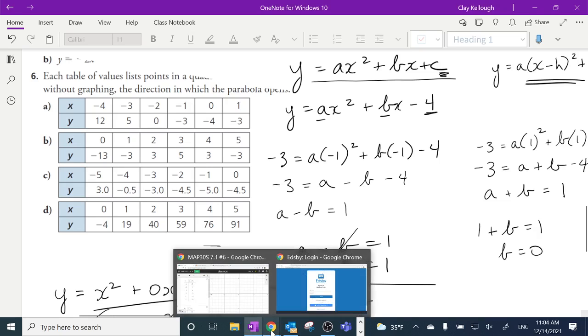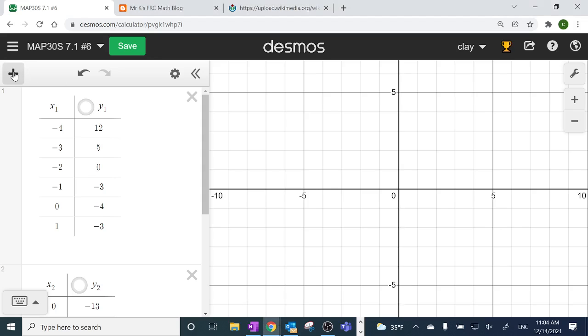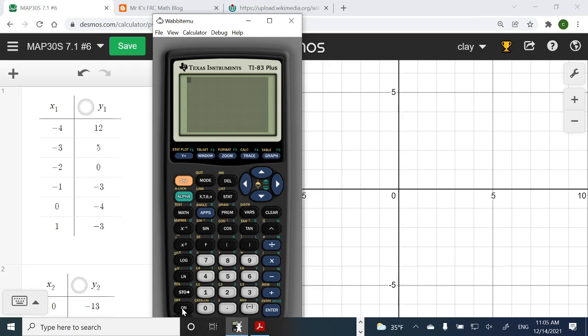The table button's on the plus sign, right? This little sign here, can you see where I'm pointing? And then open a table, and then type in those points. Now, TI users, you are going to do what we did back in stats. Go to stat, edit, and then put the x numbers in L1 and put the y numbers in L2.